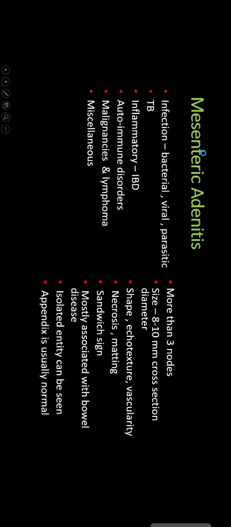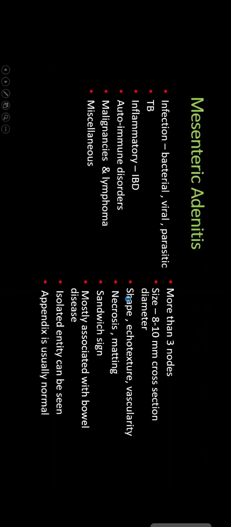Now coming to another entity, that is mesenteric lymphadenitis as an infective pathology. Infection may be bacterial, viral, parasitic, tubercular. Adenitis can be seen in inflammatory bowel disease, autoimmune disorders, malignancies, lymphoma, and some miscellaneous conditions. Diagnostic criteria include more than 3 hypoechoic round to oval nodes, size, cross-section diameter more than 8 mm or 8 to 10 mm cross-section.